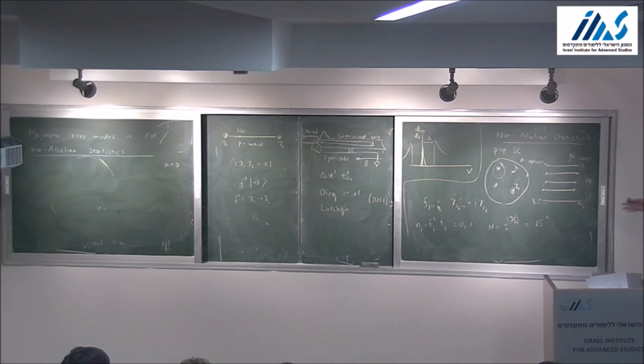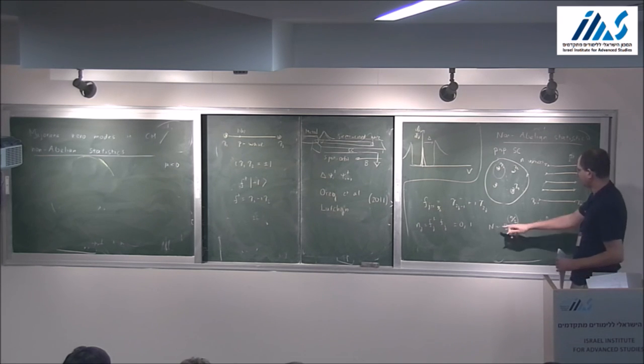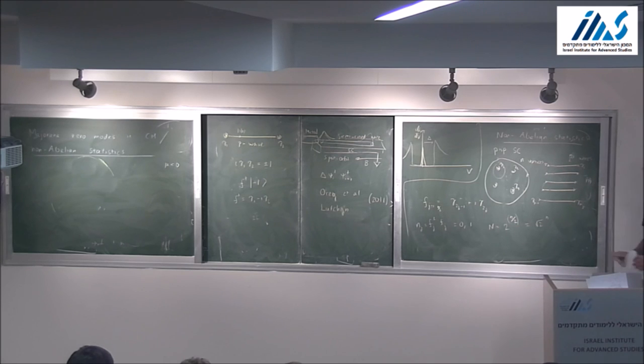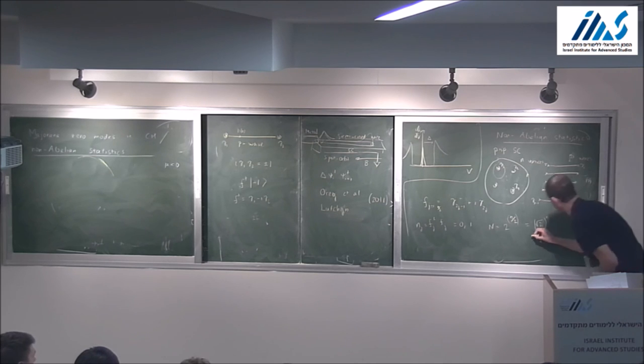So this is exactly the property that we wanted for a non-Abelian quasi-particle in a topologically ordered state. We wanted the number of degenerate states in the presence of n quasi-particles to grow exponentially with the number of quasi-particles. And this number is called the quantum dimension.